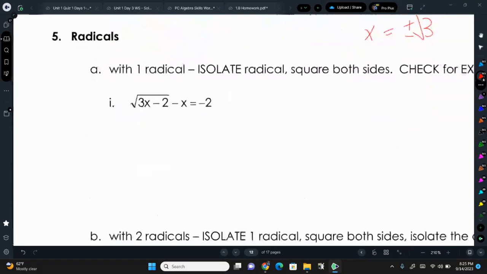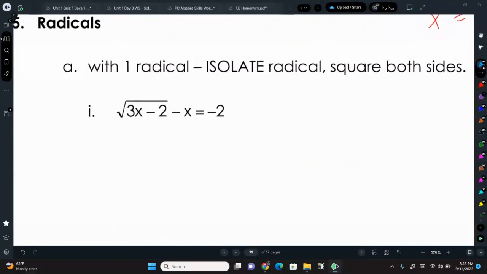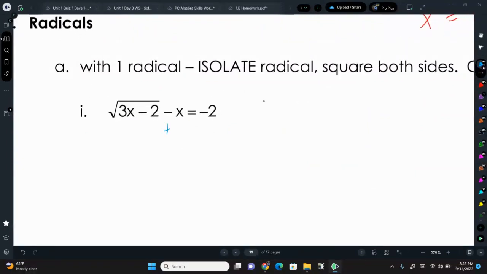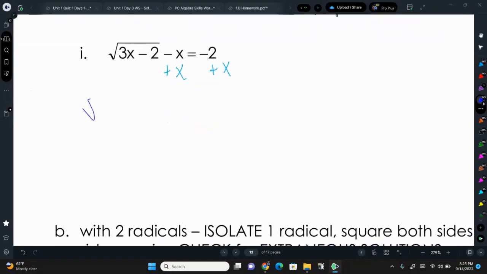All right, now with radicals, last year you learned how to solve equations with one radical, and that meant we had to get the single radical by itself, and that gave us the square root of 3x minus 2 equals x minus 2. And then we had to square both sides. So we squared both sides. On the left side, that would cancel the square root, and we're left with 3x minus 2.